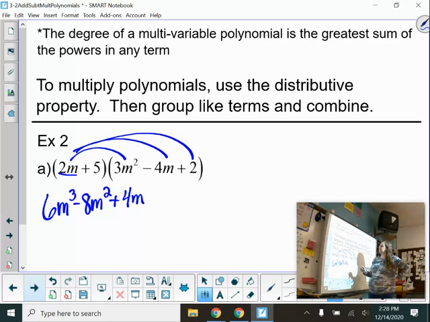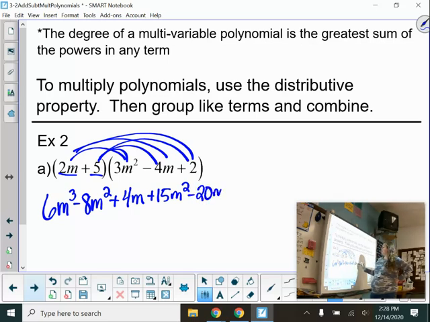Now I do the same thing, but with the 5. So I do the 5 times the 3m squared, the 5 times the negative 4m, and the 5 times the 2. 5 times the 3m squared is going to be a 15m squared. Again, there's no m with that, so the m squared is just going to carry down, but I do multiply the 5 and the 3. 5 times negative 4m is negative 20m.